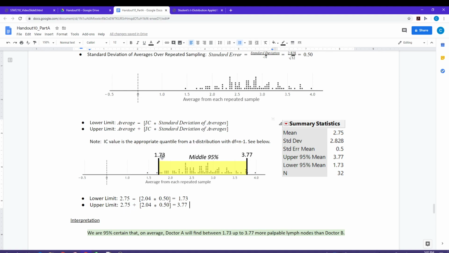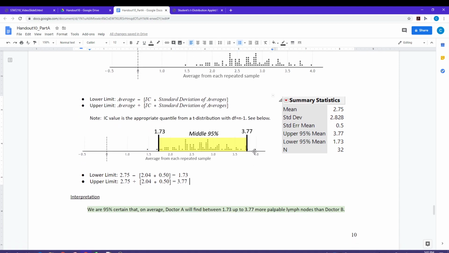So we do that math. The lower side I get about 1.73 and the upper side I get 3.77. So this is the 95% confidence interval here. So we are 95% certain that, on average, Dr. A will find between 1.73 and 3.77 more palpable lymph nodes than Dr. B.